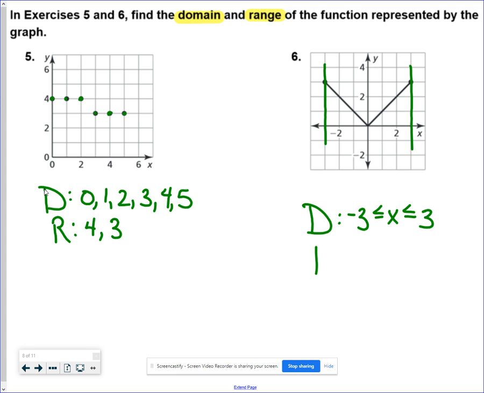The range is what the y's can be. The lowest that this gets is right here. Remember, this is going to be all about y's. Big hint, it's always going to be less than on both sides of the variable. The lowest that it gets is 0. The tallest that it gets is right here, which is at 3.